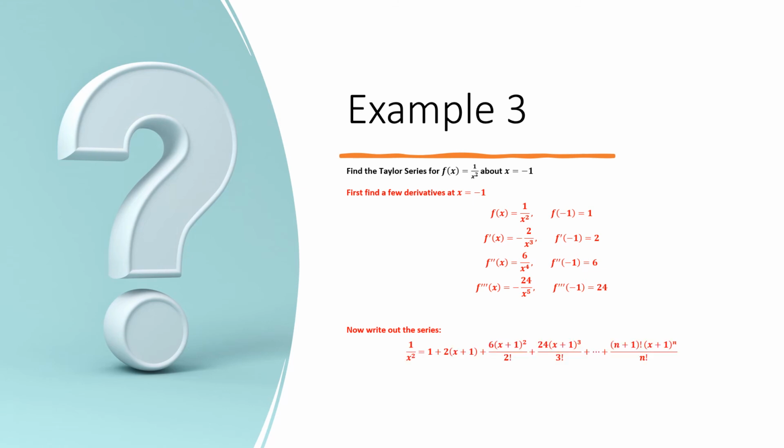Alright, so now when I write out my series, I get 1 plus 2 times x plus 1, plus 6 times x plus 1 squared over 2 factorial, plus 24 times x plus 1 cubed over 3 factorial, and so on. When I write out the actual terms in terms of n, I have n plus 1 factorial times x plus 1 to the n over n factorial. So then I want to take that and simplify it. When I simplify it, I'm left with n plus 1 times x plus 1 to the n.